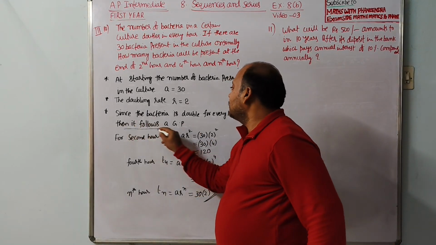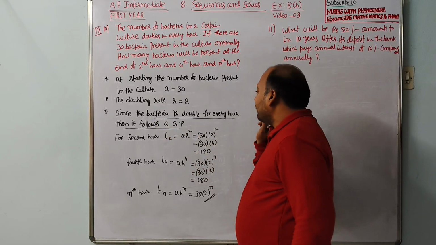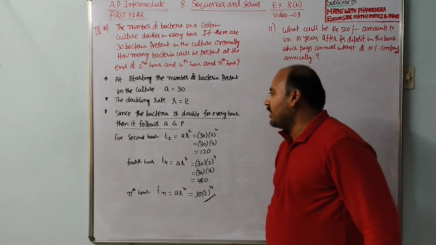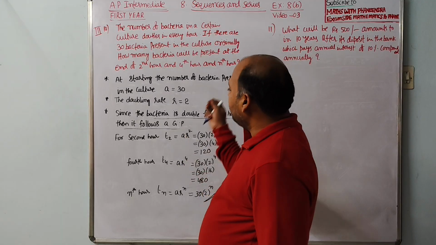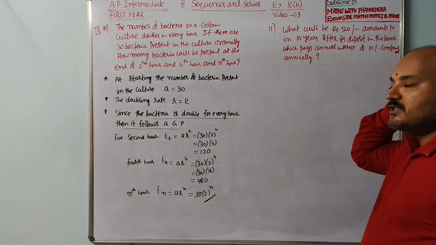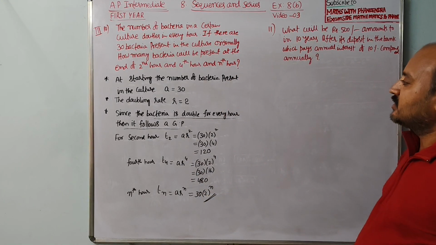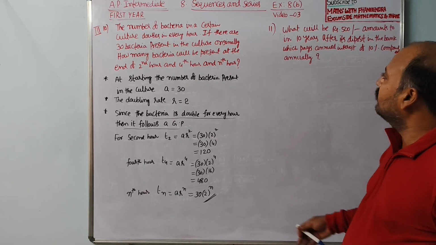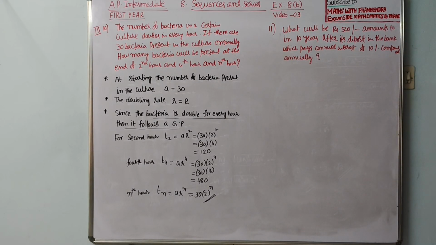Why it is following GP means since it is double for every hour, it follows the geometrical progression. Accordingly, we wrote here. The second hour means T2, so ar square like this. Okay, dear students, we'll move to next question.